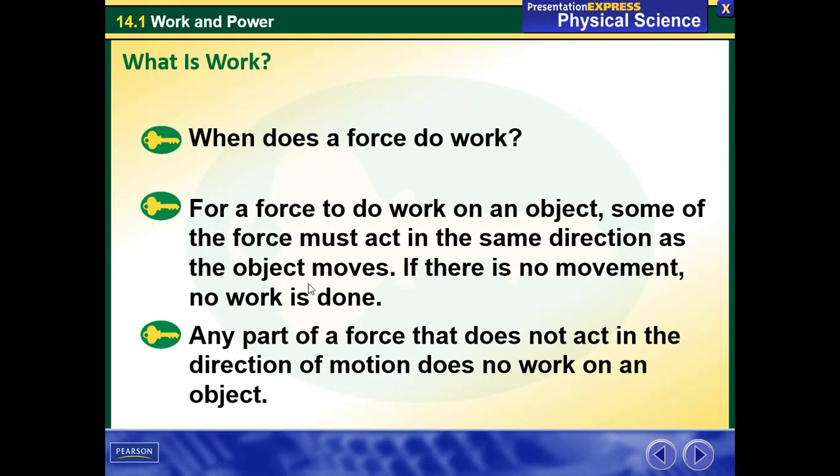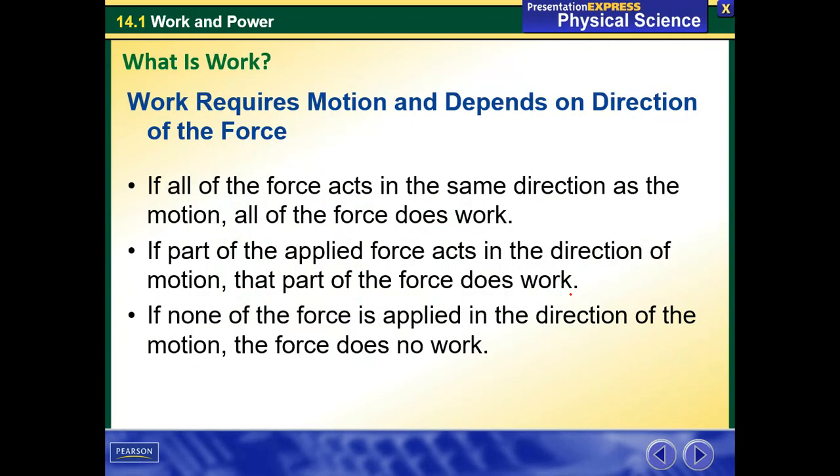Just a tidbit fact, if there is no movement, no work has been done. If you think back to the equation I just put on the last slide, if there's no movement, it didn't move any distance. And since distance is part of the formula, and it would be 0, anything times 0 is 0. So what about the force that does not act in the direction an object moves? Well, it just equates that force doesn't do any work on that object. So work requires motion, first key thing, and work depends on the direction of the force.